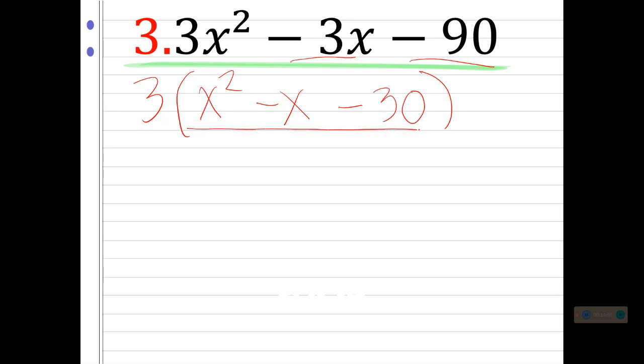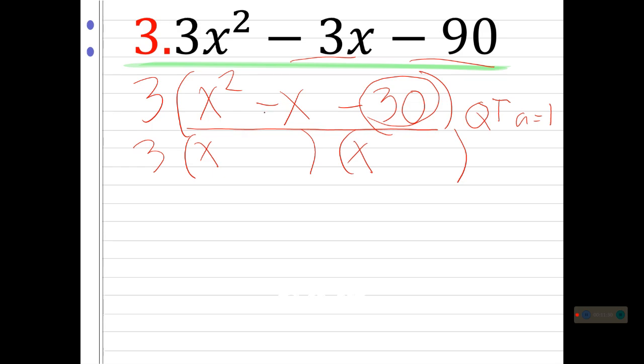We have here the polynomial factor, and it is our quadratic trinomial where a is equal to 1 from our previous video. So you will have here 3 times, okay, you are going to express this as 2 binomial factors. So the factors again of x squared will be x times x. And then the factors of negative 30. But take note that your middle term is negative 1. So you have to use negative 6 and positive 5.